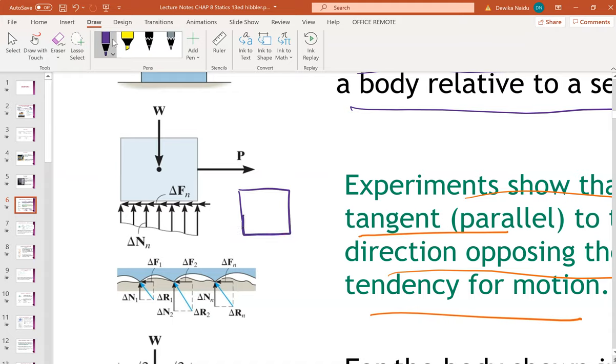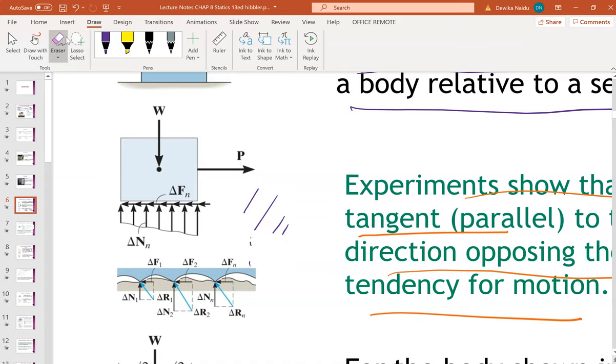So the correct diagram is always like this. Normal force here, or normal force can be here, depending on where the pull is. You understand what I'm saying? But the weight is always in the middle, if it's evenly balanced equipment, then the weight is in the middle.